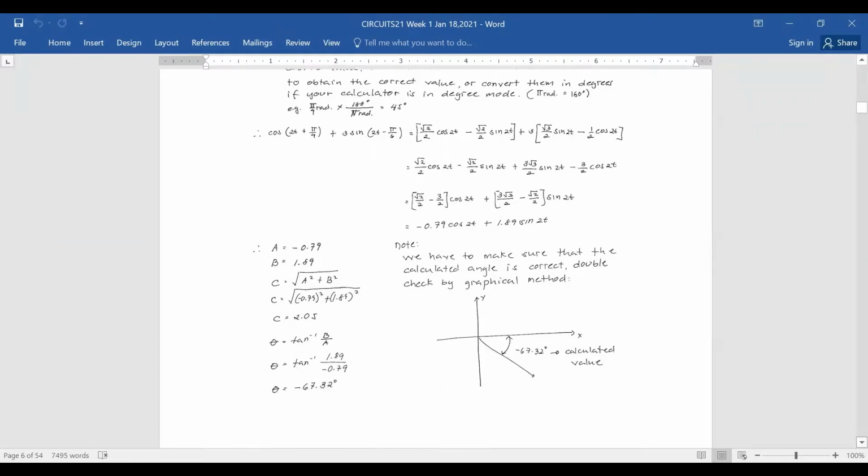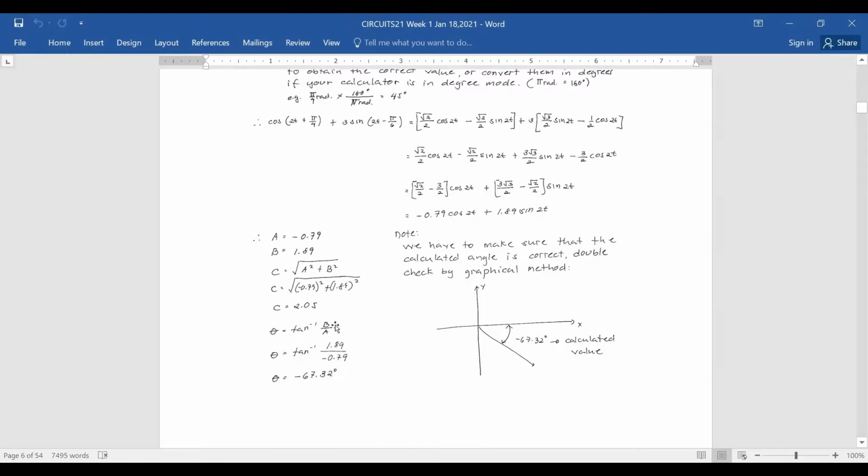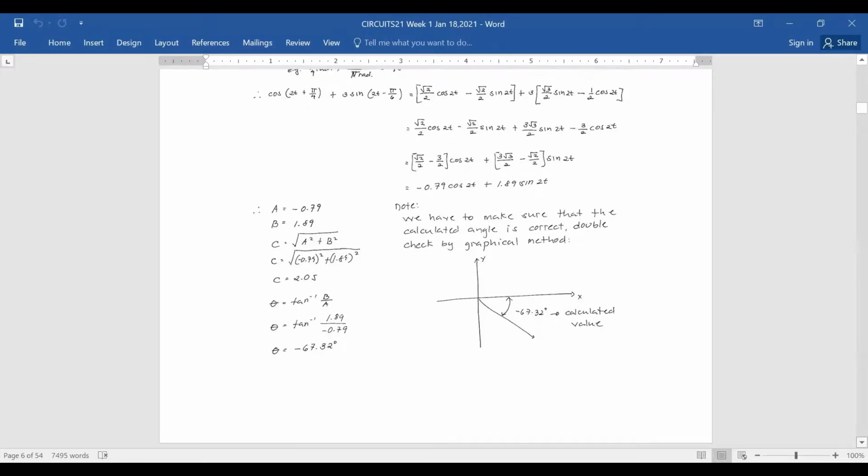Substituting the value of b as 1.89 as well as a, it will give us negative 67.32 degrees. So this is the calculated value, but there's a given note here. We have to make sure that the calculated angle is correct. Double check by graphical method. Meaning, maybe we are not sure if this angle is correct. So to check that, use this graphical representation.